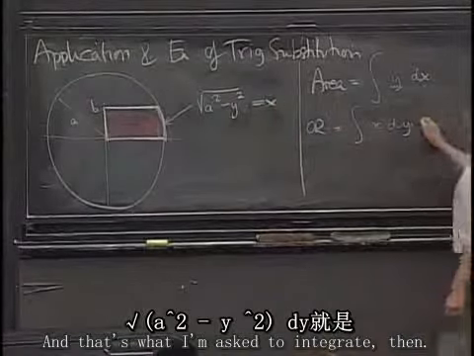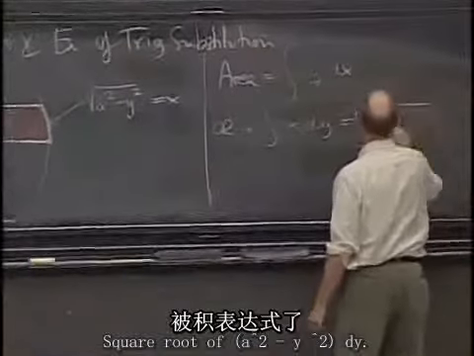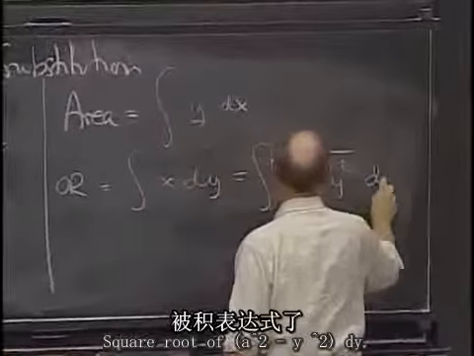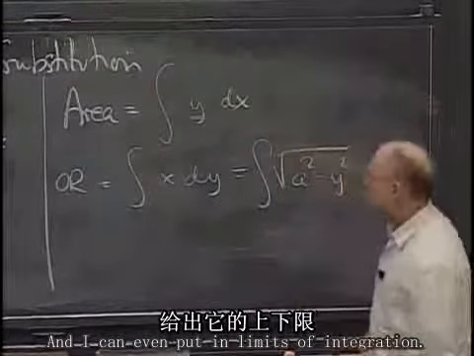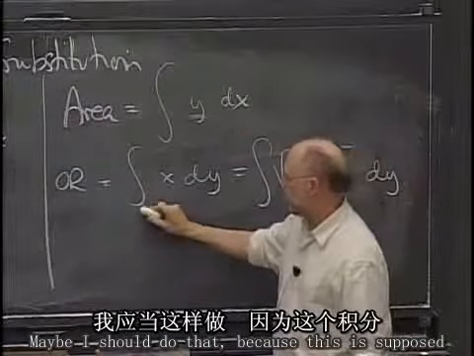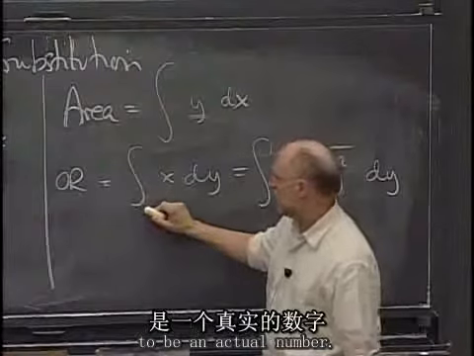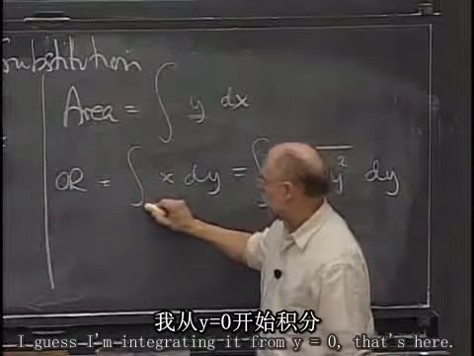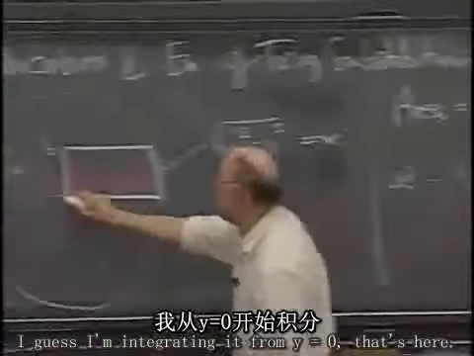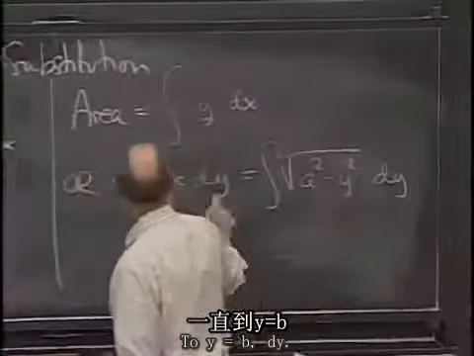And that's what I'm asked to integrate then, the square root of a squared minus y squared dy. And I can even put in limits of integration. Maybe I should do that because this is supposed to be an actual number. I'm integrating it from y equals 0, that's here, to y equals b, dy.